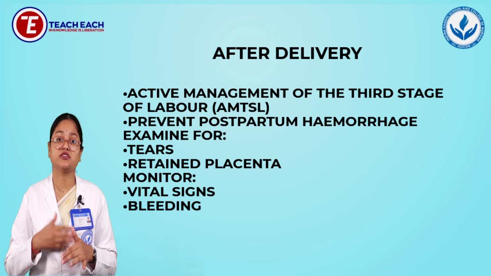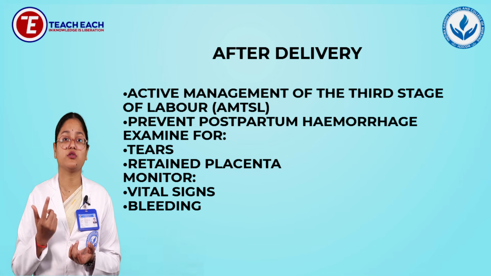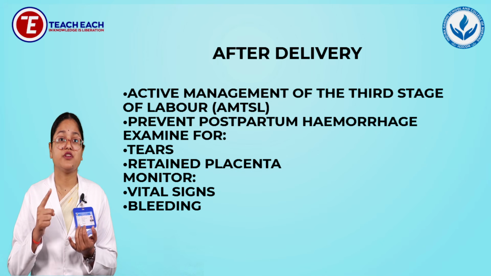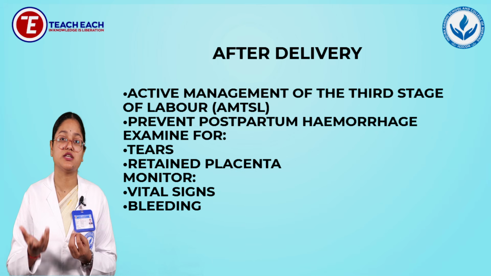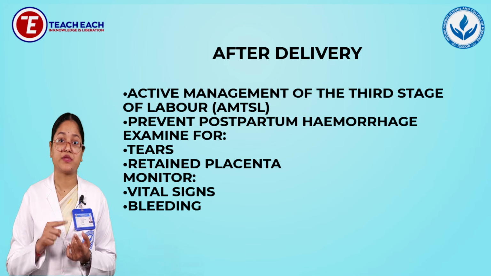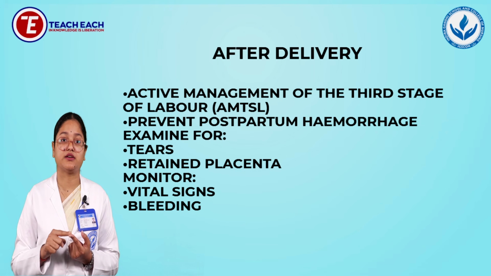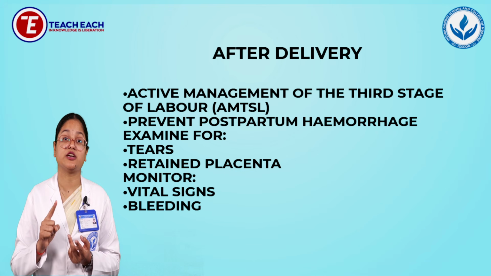Examine during and after the delivery. Before doing the suturing, if we have given an episiotomy, we need to check whether any perineal tears are there. We should not just say that a tear is there; we need to see the exact place where the perineal tear is. Also check for any retained placenta or retained products of conception, because they can lead to PPH.